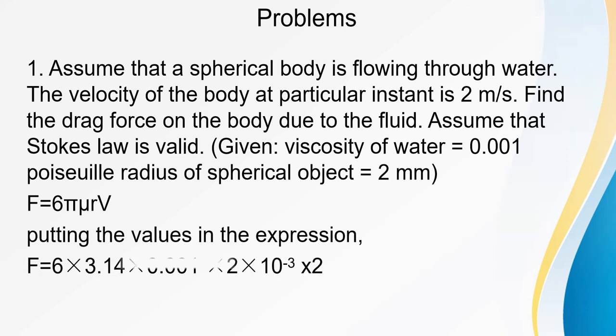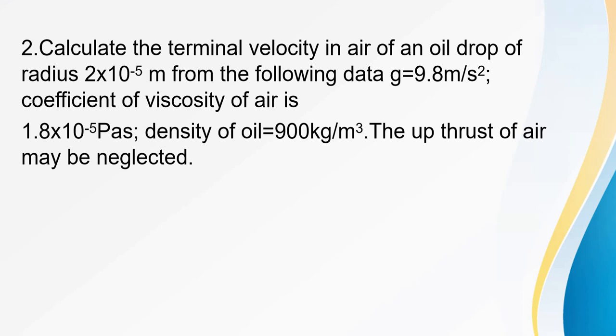If you substitute, you get 6 into 3.14 into 0.001, because that is the coefficient of viscosity, and the radius is 2 into 10 raised to minus 3 meters, that is 2 millimeters, and velocity is 2. If you simplify, you will get 75.36 into 10 raised to minus 6. Since it is force, the unit will be Newton. Okay, and now we will discuss the next problem.